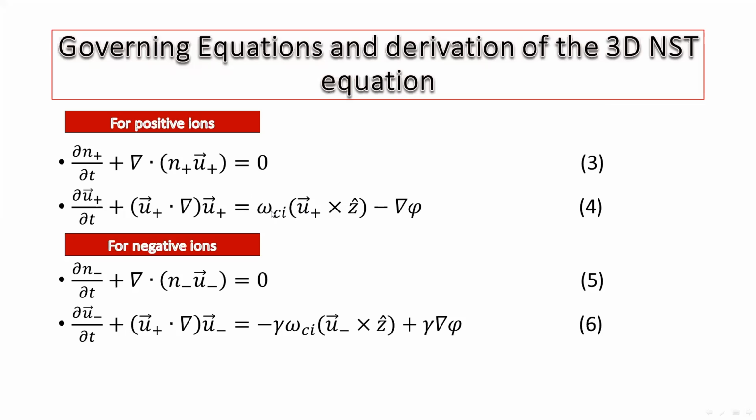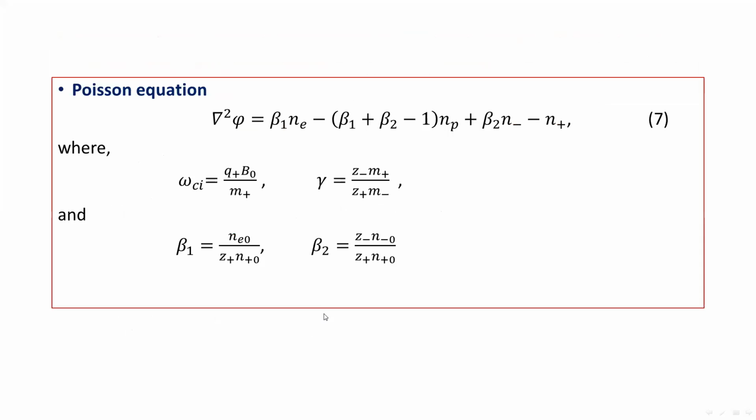We have a magnetic field term and an electric field term. For the negative ion, we have the continuity and momentum equations also. Finally, we have the Poisson equation, which has four plasma components: electron density, positron density, and positive and negative ion density. The cyclotron frequency is defined in this form, gamma is the mass ratio, and beta 1 and beta 2 are defined as in this form.